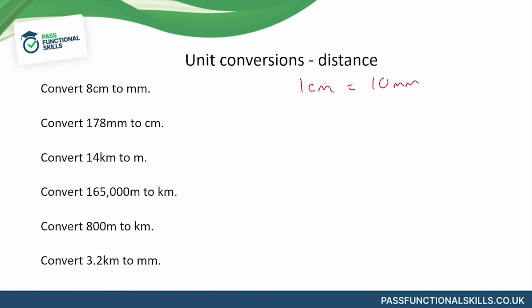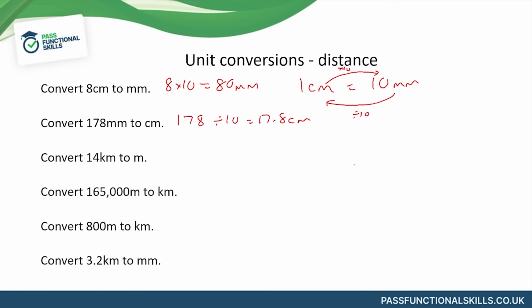So when we're converting from centimetres to millimetres, the number has gone from 1 to 10, we are multiplying by 10. If we were going from millimetres to centimetres, we are dividing by 10. So 8 centimetres to millimetres, we're multiplying by 10, so this is 8 times 10, so that is 80 millimetres. Here we're going in the other direction, millimetres to centimetres, so we need to divide by 10, and 178 divided by 10, that is 17.8 centimetres.